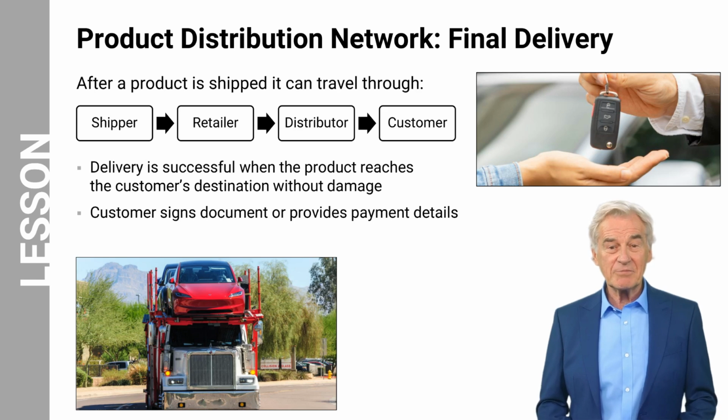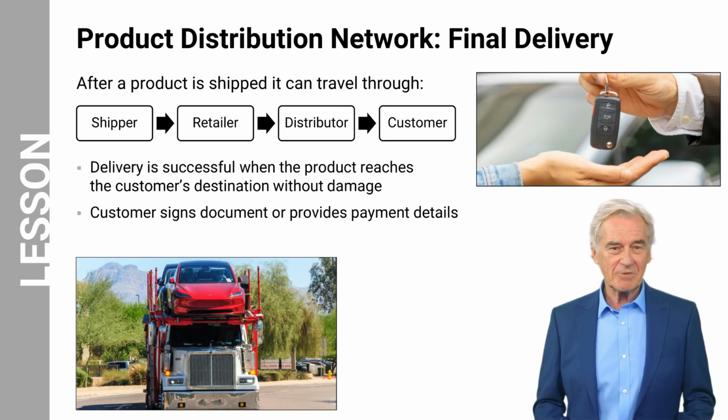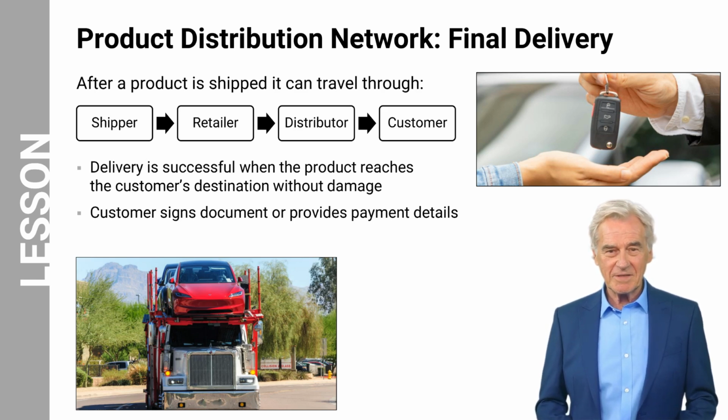After a product is shipped from the manufacturer, it may travel through the shipper, retailer, and distributor before it finally reaches the customer. The final stage of this process, where it successfully reaches the customer, is known as the delivery stage. A successful delivery occurs when the product reaches the customer's destination without any damage.